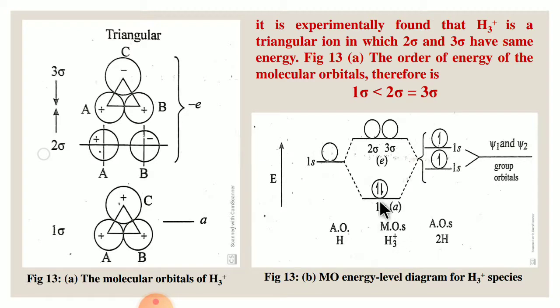These are the molecular orbitals shown at the middle part of this diagram: 1 sigma, 2 sigma and 3 sigma. 1 sigma is the bonding molecular orbital, which is known as A, and 2 sigma and 3 sigma are the antibonding molecular orbitals which have similar energy. They are known as E, that means doubly degenerate molecular orbitals. So this is the molecular orbital diagram of the H3 plus species.